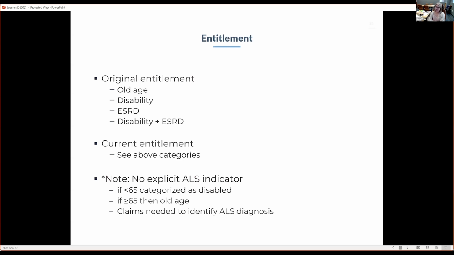I want to point out ALS: there is no ALS indicator. If you want to study ALS, under age 65 they're disabled, and greater than or equal to 65 they're old age. So to find people with ALS, you're going to need the claims, and you're going to need to create a claims-based algorithm to find them. Again, the MBSF can take you part of the way, but may not be able to take you as far as you want to go.